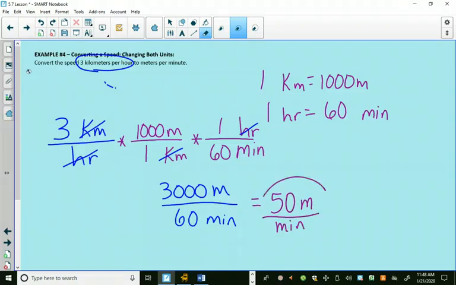Again, I'm labeling just like a rate. It's important to label a rate. All I had to do to simplify it was to divide, and I get 50 meters per minute, which I've now converted 3 kilometers per hour to meters per minute.